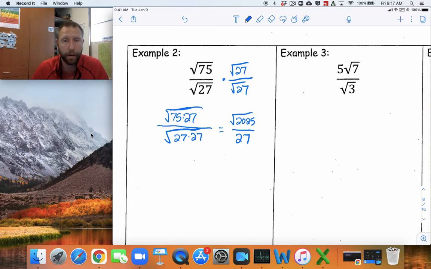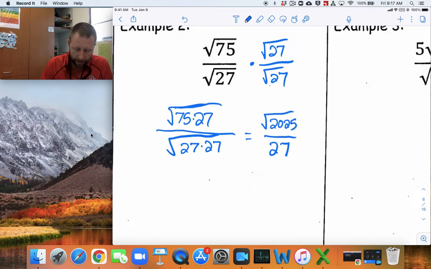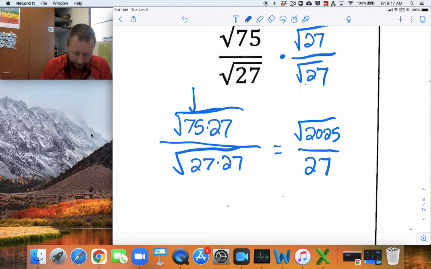That's a big number, right? So I'm going to focus in. I'm going to do something to make it a little bit easier. I'm going to focus in on the two radicals that we just multiplied together. We multiplied together 75 and 27. What perfect square goes into 75? That's pretty easy to think of. 25. What perfect square goes into 27? Out of all those perfect squares that we listed out, 9 goes into 27.